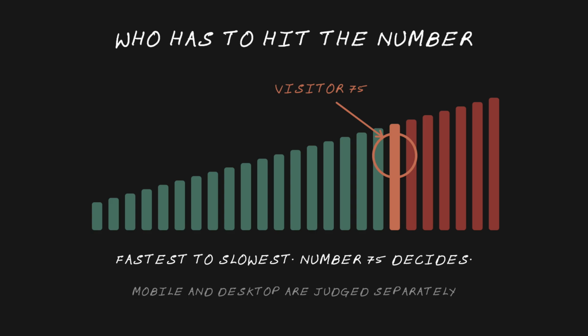So imagine lining up 100 real page loads from fastest to slowest. Visitor number 75 has to be inside the threshold. Your median can look great while a quarter of your users are having a bad day. And that quarter is usually on a mid-range phone, on mobile data, nowhere near your office Wi-Fi. Which brings us to the trap.